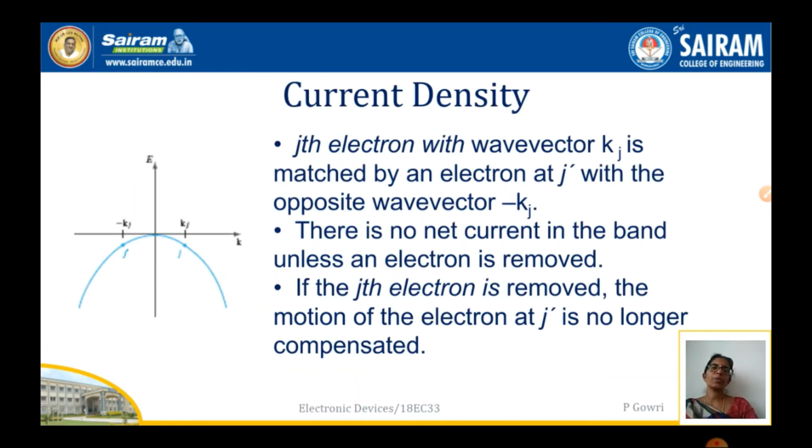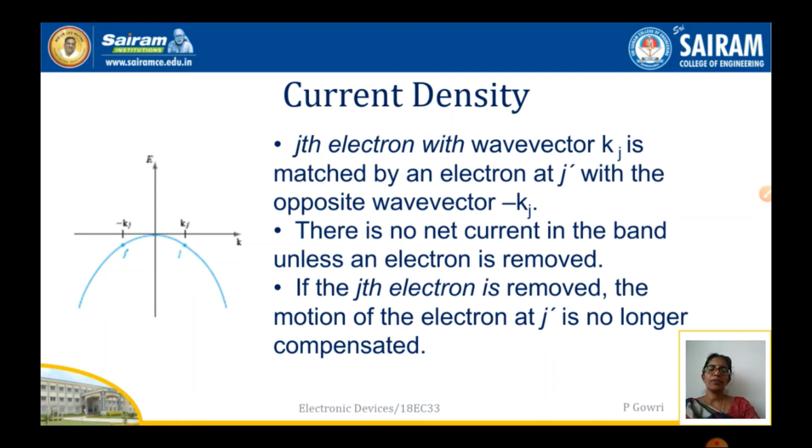So, coming to the current density, to account for the movement of the charge carriers in the formation of the current, we will consider a filled band where all available energy states are occupied. For every electron moving with a given velocity, there is an equal and opposite electron motion elsewhere in the band. If you apply an electric field, the net current is zero because for every electron j moving with a velocity vj, there is a corresponding electron j' with velocity minus vj.